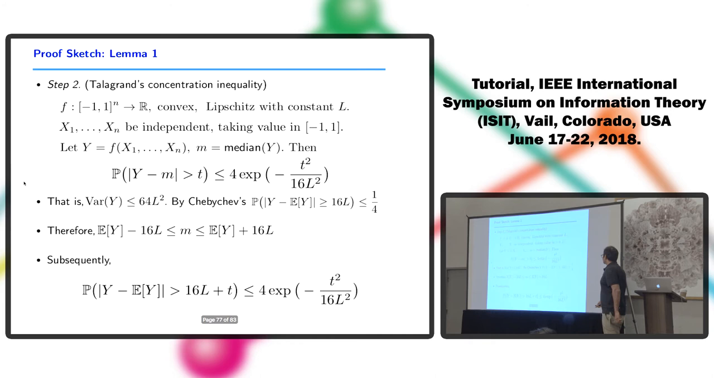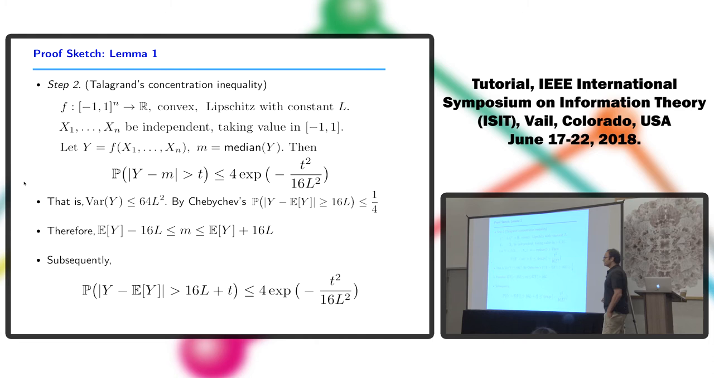So how does one show concentration? If you have looked at this, it's great. If you have not looked at this, it's a beautiful tool. You should always remember and use it. So basically, the step is that you get a generic concentration and hopefully show that the generic concentration applies to your case. In this case, we're going to use a simple application of Talagrand's inequality, which says that if you have f, which is a convex Lipschitz function, then look at the random variable y, which is f applied to these random variables. M is the median of them, then y concentrates around the median really nicely.